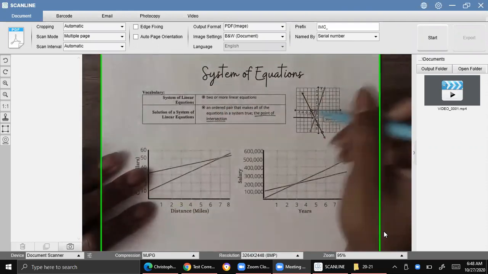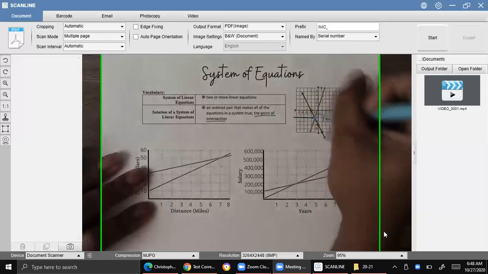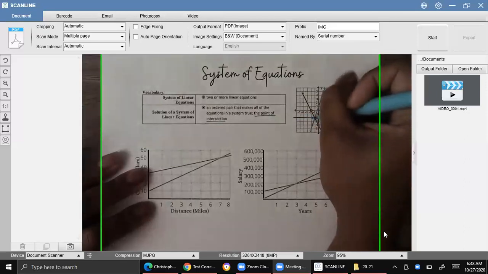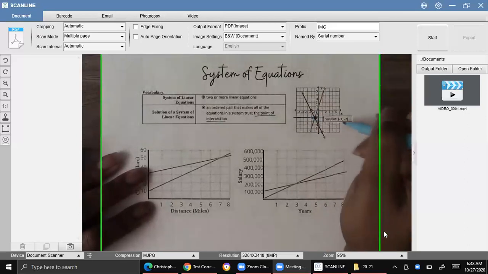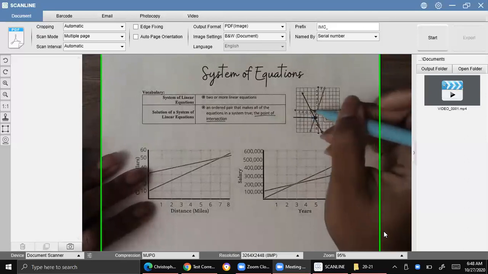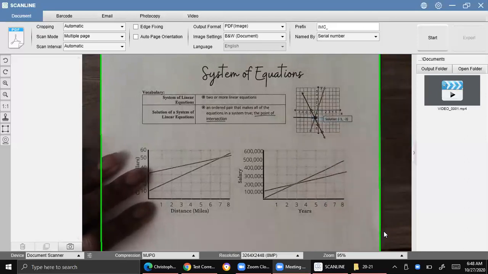If you're looking at this, the arrow is showing you that the solution is right here because that's the ordered pair where the two lines cross. That's your point of intersection, which is at -1, -2. If you go over to -1 and down to -2, you will be at the location where the two crossed.